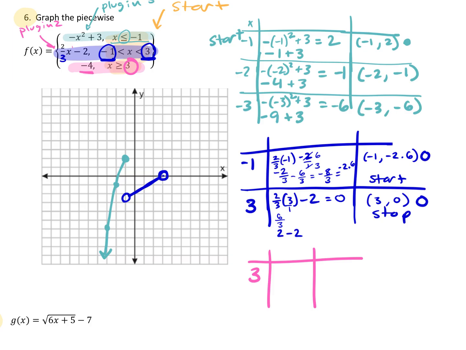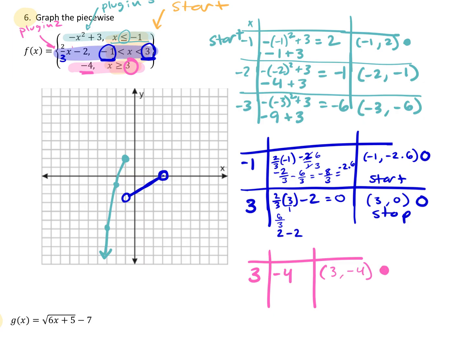What's our y? What's the equation here? -4. There's no x here. We're not really plugging anything in. So what do you think our point would be? 3, -4. Awesome. 3, -4. So x is what we plugged in, but we really didn't plug anything in. The number there is our y. At this point, is it an open or closed circle? Closed circle because it's greater than or equal to.